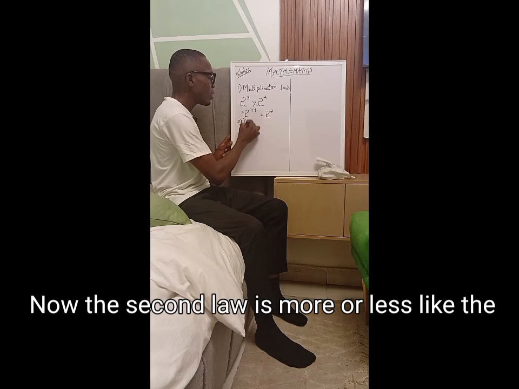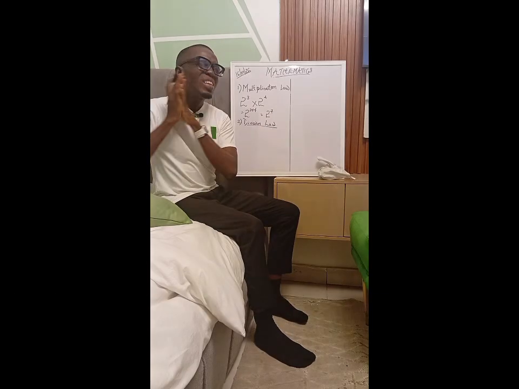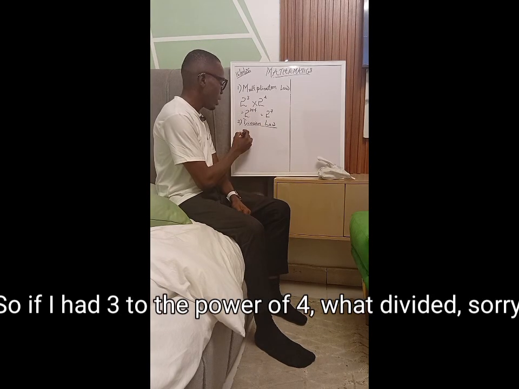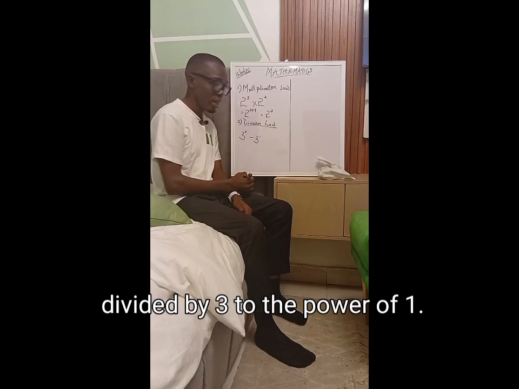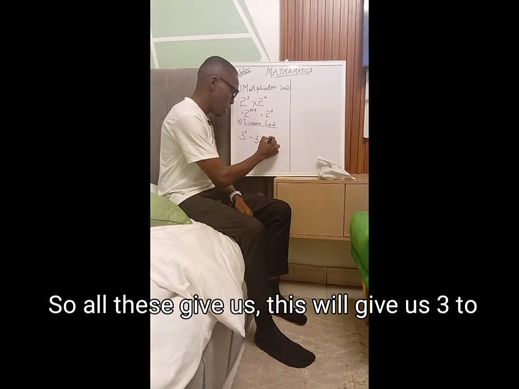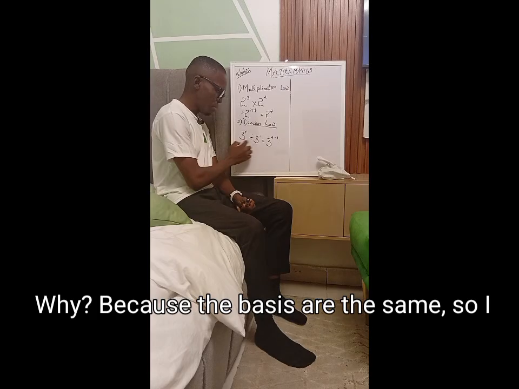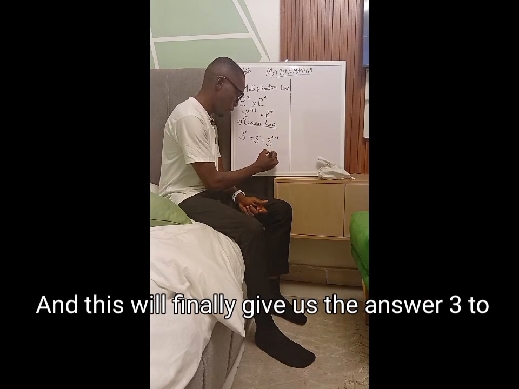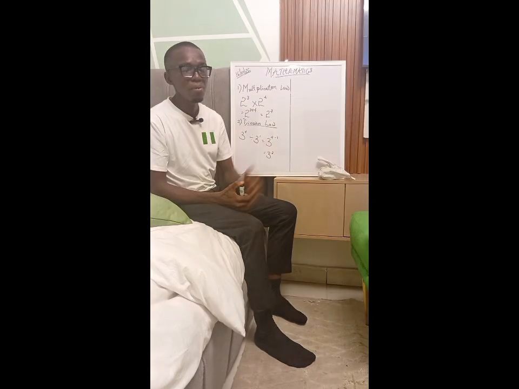Now, the second law is more or less like the opposite of the first law, which is the division law. On this, remember, their bases must be equal. Don't forget that. So if I had 3 to the power of 4 divided by 3 to the power of 1, what would this give us? This will give us 3 to the power of 4 minus 1. Why? Because their bases are the same. So I subtract their powers. And this will finally give us the answer 3 to the power of 3, which is 27, if we want to simplify further.